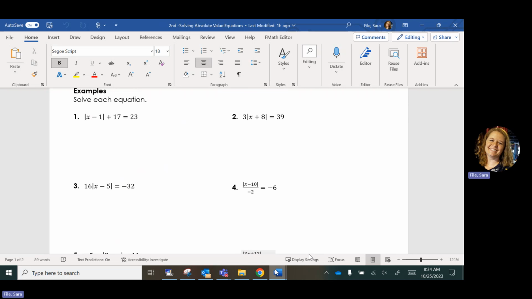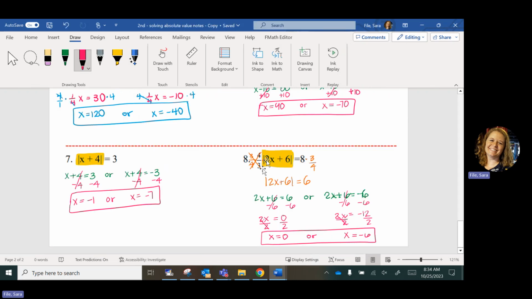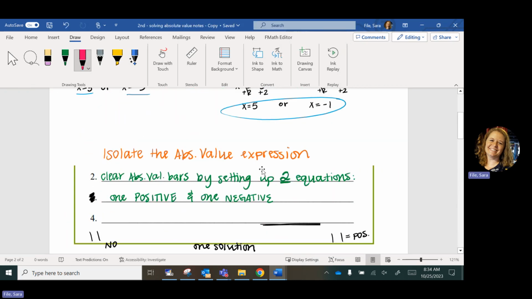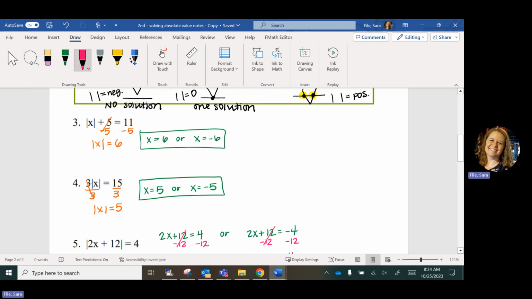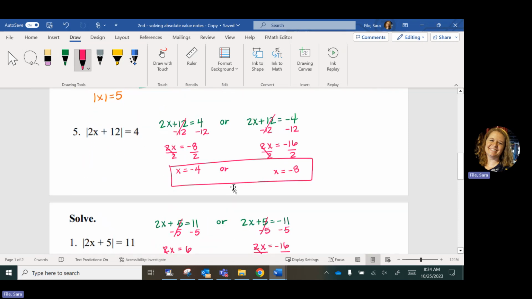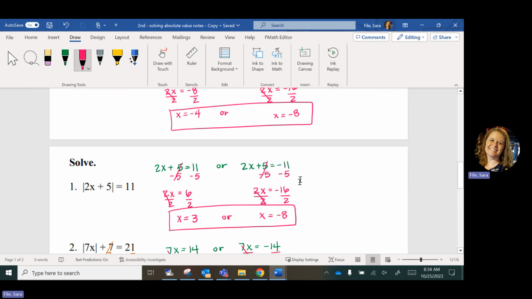Remember, they do not have to be opposites. Let me go back to some of the examples we did over here. When we started this, notice these 3 and 4, we got opposite numbers. We got 6 and -6, 5 and -5. Those are opposites of each other. Your answers can be opposites of each other. They do not have to be. So notice then we got -4, -8. Those aren't opposites of each other, okay? Or 3 and -8. And notice this one, we had 2 negative answers. This one, we had 1 positive and 1 negative.